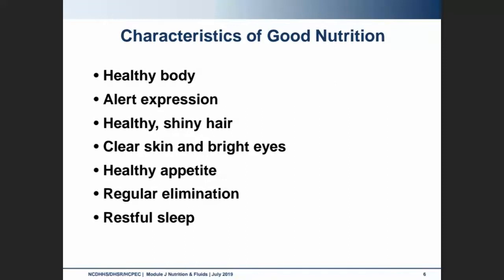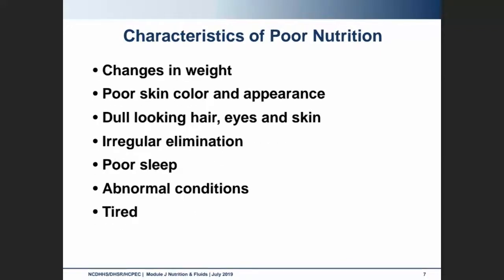Characteristics of an individual who has good nutrition: a healthy body that's well developed, the appropriate weight, alert facial expressions, our hair, our skin, our eyes will appear healthy and bright, a good appetite, regular elimination patterns, and restful sleep. When someone has poor nutrition, some of the characteristics we might observe are fluctuations and changes in weight. Hair, eyes, and skin may appear dull, irregular elimination patterns, poor sleep, feeling fatigued or tired, and abnormal conditions such as anemia or osteoporosis.